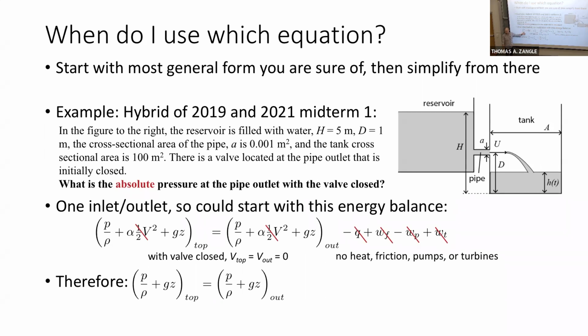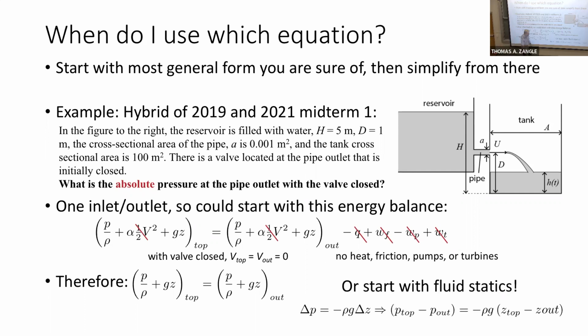The other thing you could have done, which maybe some of you have recognized, what's another approach I could take to get to the same expression? What's that? Statics, right? So this is a statics problem. With the valve closed, there's no motion. So you could have also said this. You could have started with fluid statics. Delta P is minus rho g delta Z, and you get to the same exact expression. And you get the same answer. Okay.